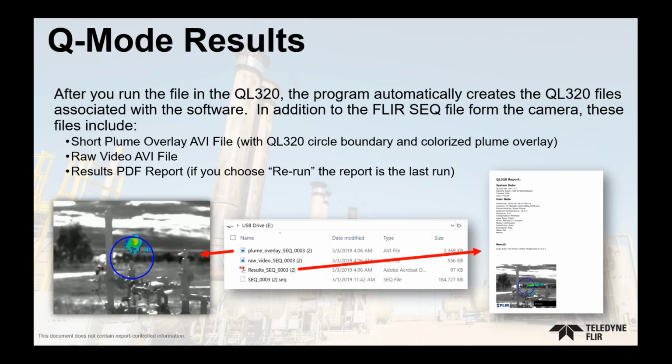So Q mode gives fundamentally exactly the same results as you would receive if you were to take the QL320 tablet out in the field and connect it to the camera. Again, everything is post-processing. The results that you will have are a short plume overlay AVI file, which is the video that you see here on the left-hand side, so this is the plume with the overlay. And you'll also have the raw video AVI file, and then also a results PDF.